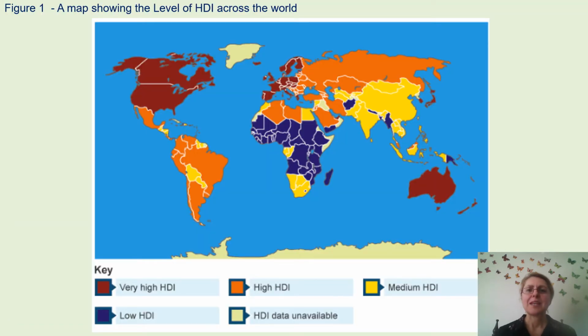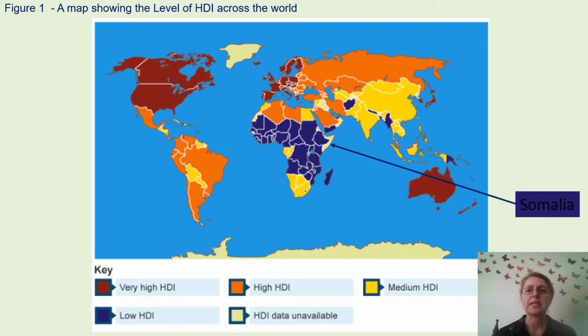This is the map showing the level of HDI across the world. Let's remind ourselves what HDI is. Human Development Index. It combines GDP per capita, life expectancy and literacy rate. It's called a composite index, which means it uses more than one indicator to come up with the results.